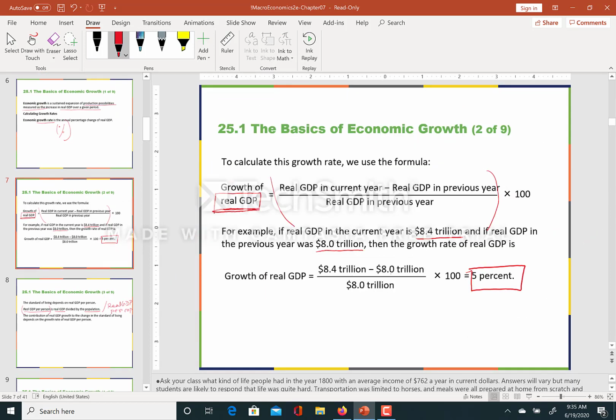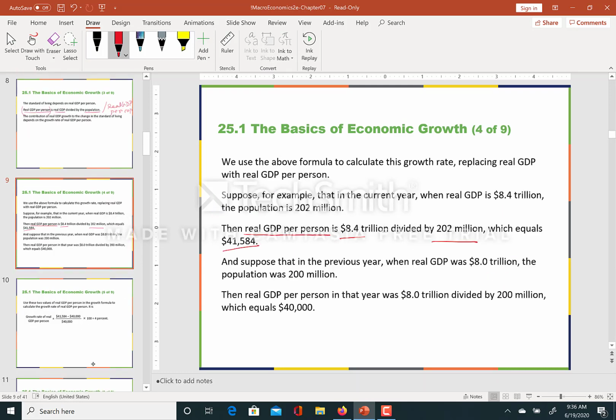Now in this slide we are looking into the growth rate of real gross domestic product. This is pretty much straightforward here. The formula is just written down here. This is equal to real GDP in the current year, which is 8.4. From that we take off the real GDP in the previous year, which is 8. This is over the real GDP in the previous year, which is 8, times 100. So we have the growth of real GDP is equal to 5%.